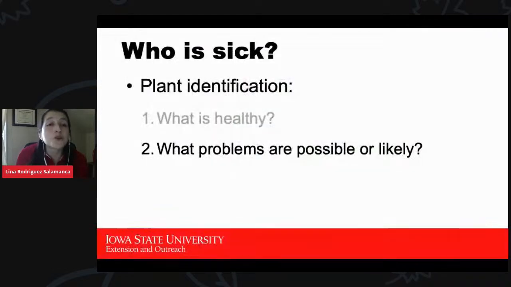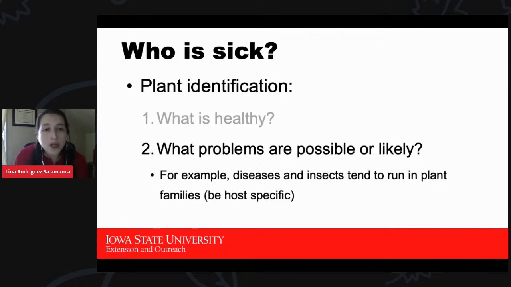So that's why it's important to know what is healthy for that plant. The other part is what problems are possible or likely. There are very common problems that we see in Iowa, but also diseases and insects tend to run in plant families, meaning they're host specific. And of course, there are some exceptions. So let's look at both.